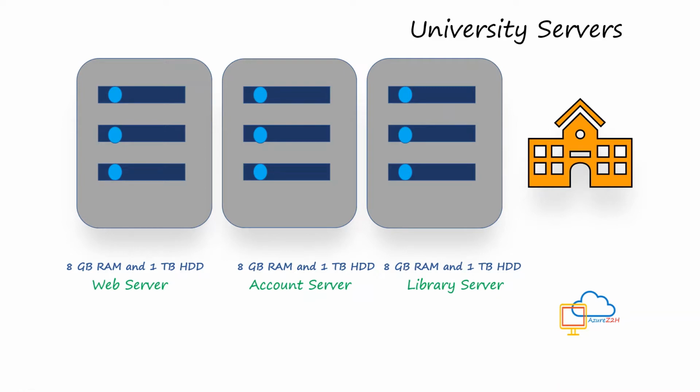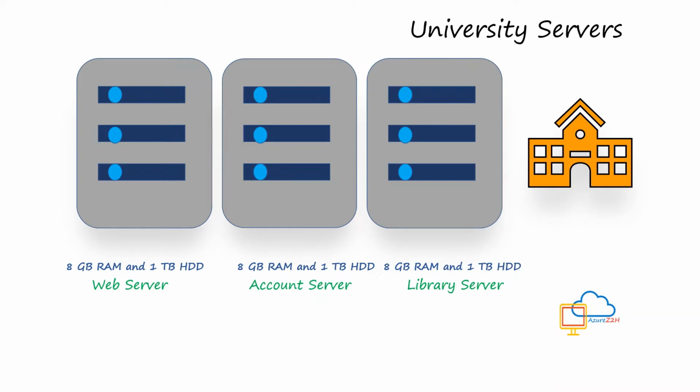The university observes very high utilization of the web server when it is declaring results or when admissions are approaching, and students are browsing the university's web page to see what courses are offered. In the same way, the account server has high utilization when students are paying their fees. So maybe 1 month in a year, this server is highly utilized.